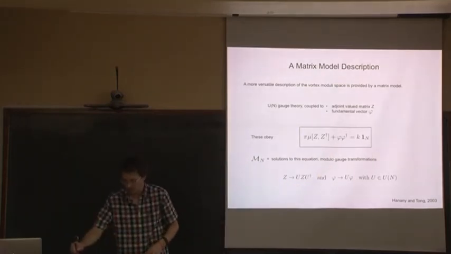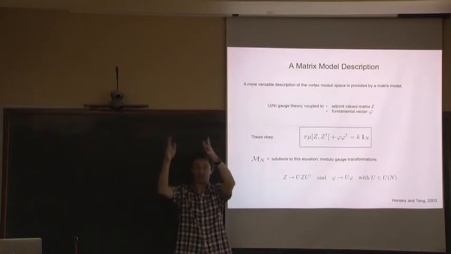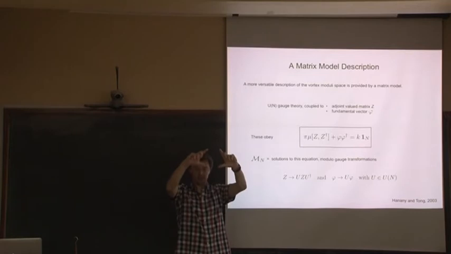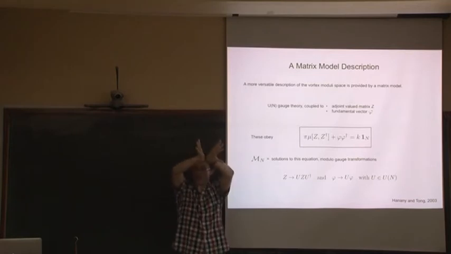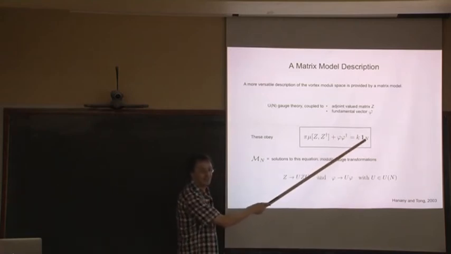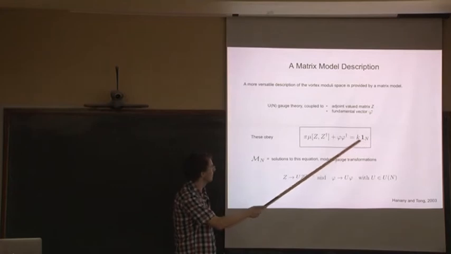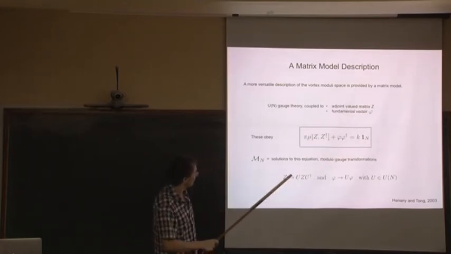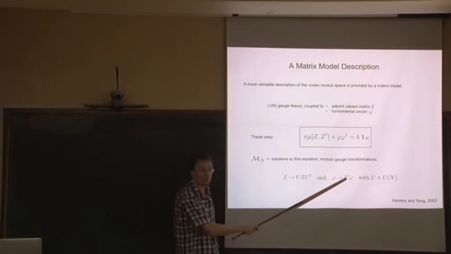So I should say what this notation means. [Z, Z dagger] is obviously an n by n matrix. Phi is a column vector, but you don't do phi dagger phi to make a scalar. Instead, you put them back to back. So you get phi phi dagger, again an n by n matrix. And this combination has to be proportional to the unit matrix. And then you divide out by gauge transformations which act in the following way. So Z transforms in the adjoint, phi transforms in the fundamental.